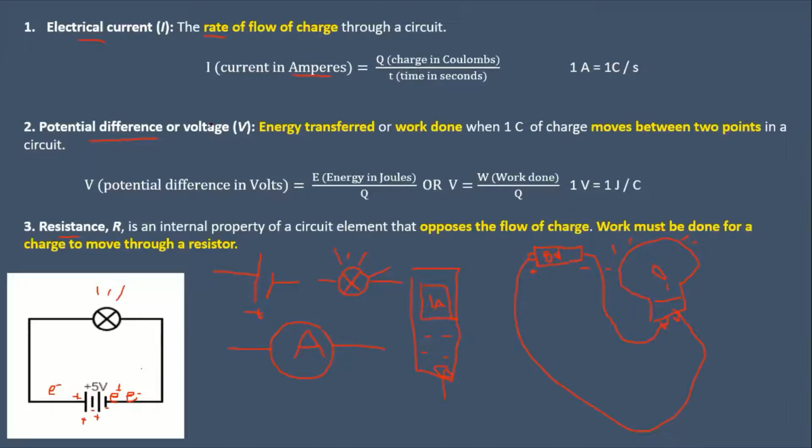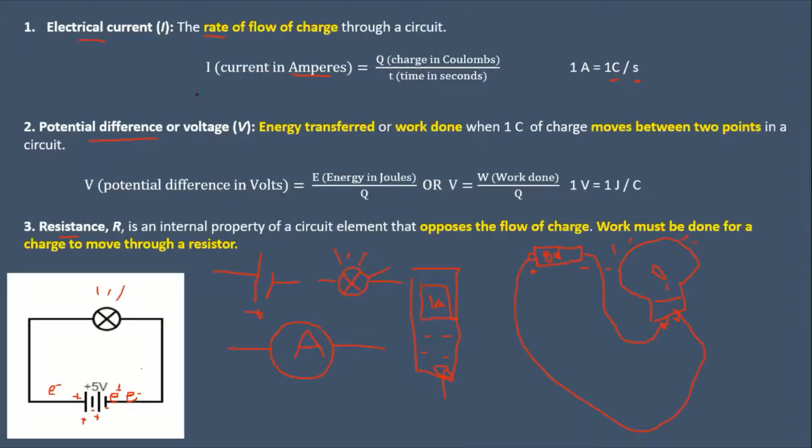What that means is that in this current, 1 coulomb of charge flows through the circuit per second. So every second in this circuit, there's always 1 coulomb of charge moving, if the reading on that ammeter is 1 ampere.